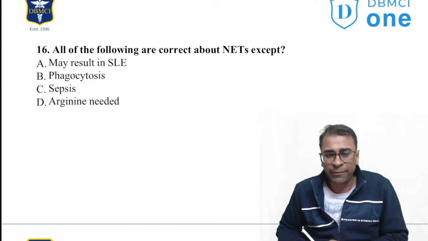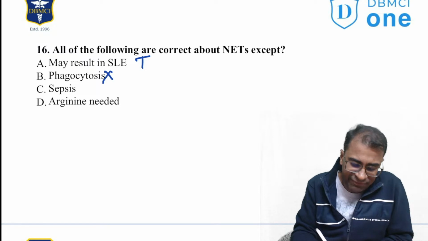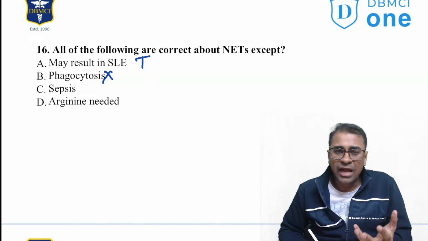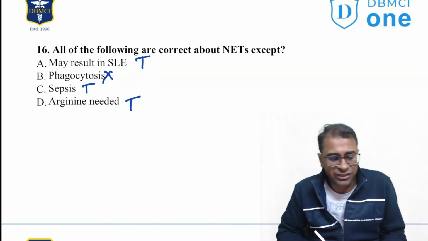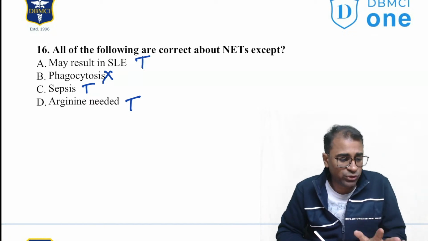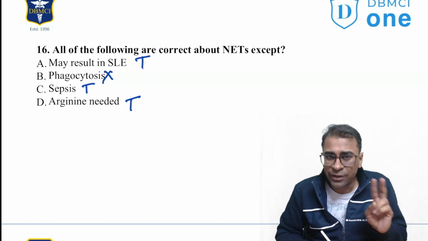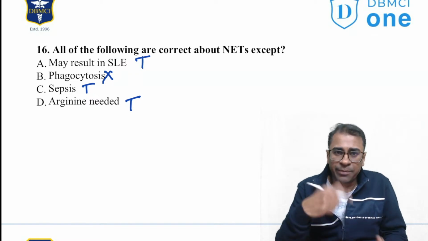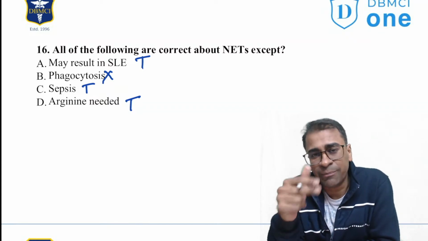The following is correct about NETs except. So NETs can be seen in SLE, surely. It is never involving phagocytosis. It actually destroys the cells outside the cells and hence doesn't involve phagocytosis. Seen in sepsis and often arginine is needed to destroy the whole thing. Very good. Delayed separation of umbilical stump is seen in LAD1, and LAD2 patients often have the Bombay blood group. Okay. LAD1 में होगा delayed separation of umbilical stump and LAD2 patient will have the Bombay blood group.